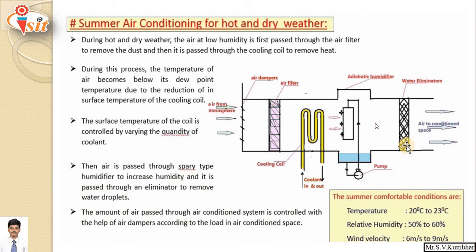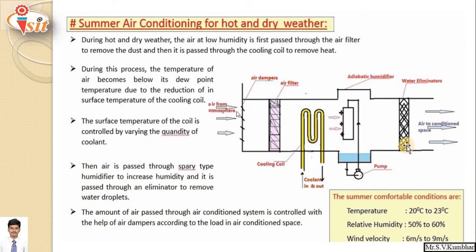Next one is summer air conditioning for hot and dry weather. As the name implies, summer air conditioning is used for summer only. Now, the components of summer air conditioning are dampers, air filter once again, cooling coil. In the previous case a heating coil was used, here a cooling coil is used, adiabatic humidifier, water eliminator, and this air goes to the conditioned space. Now we will see how it works.